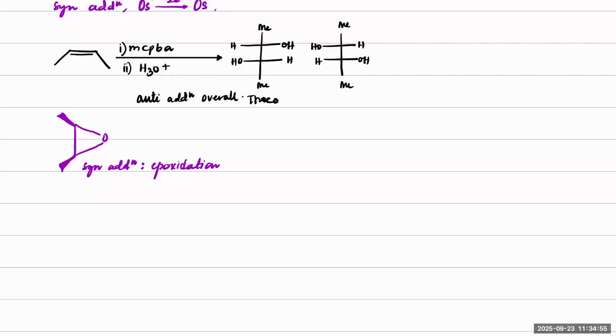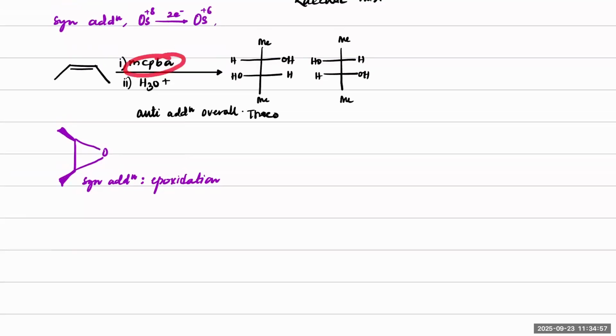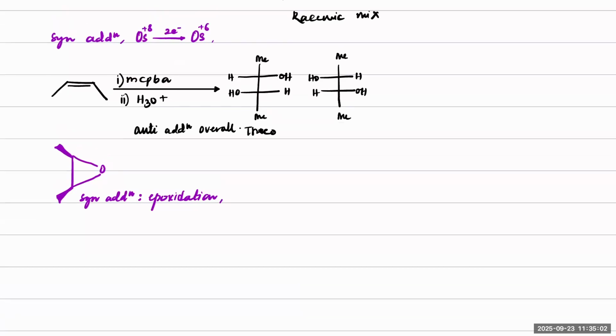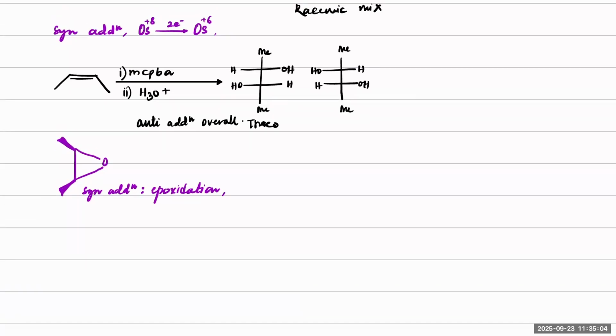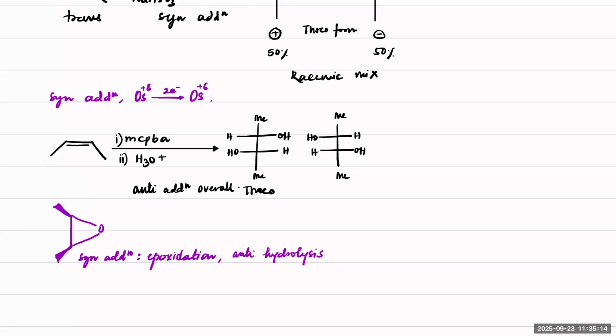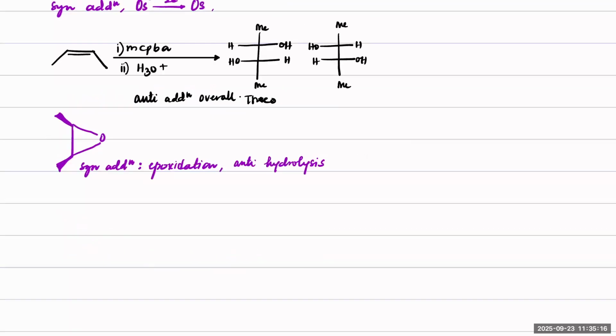So basically MCPBA is a syn addition, and that is the first step. The second step, when the hydrolysis happens, that will be an anti-hydrolysis. Anti-hydrolysis. Got it? That's how it becomes an overall anti-addition reaction. Okay.